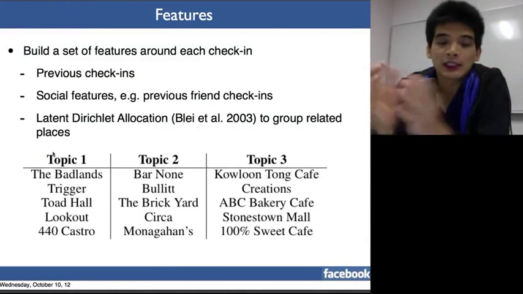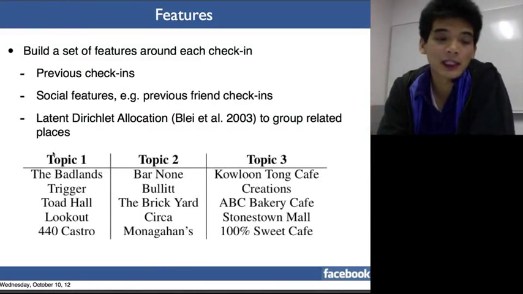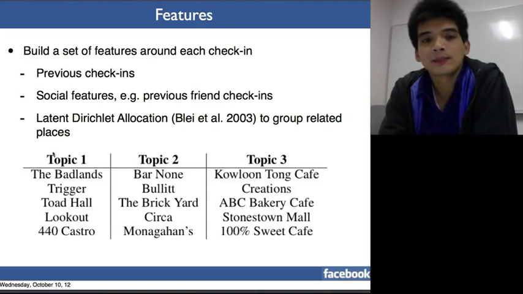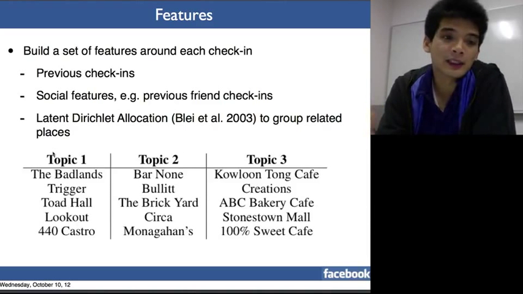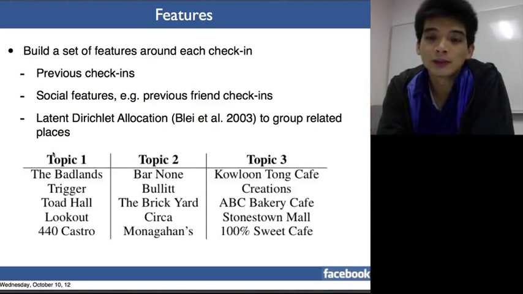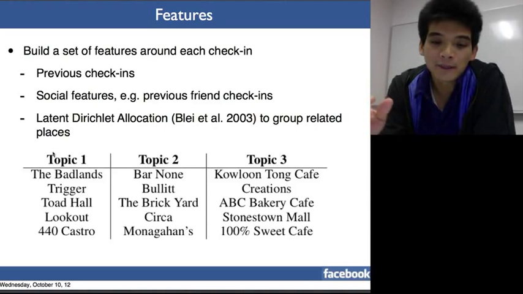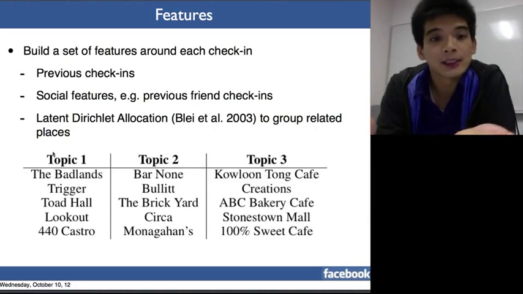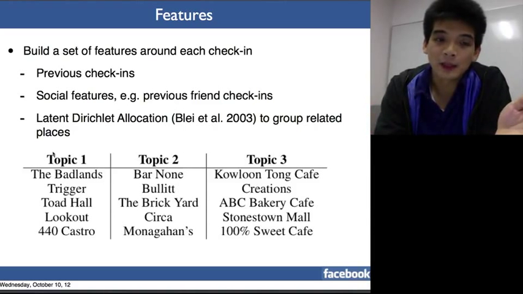Right, so in order to do this prediction, we use social network analysis to extract a lot of features to use in machine learning. So, for example, we use previous check-ins that you have. We also use all the previous check-ins that your friends have done recently. And as a preliminary data analysis, we used an algorithm called LDA, latent Dirichlet allocation, to group related places. Here it's basically topic modeling where you treat the users as the documents and the places as the words in the document. And if you run this algorithm, then we quickly see that related places pop up very quickly.